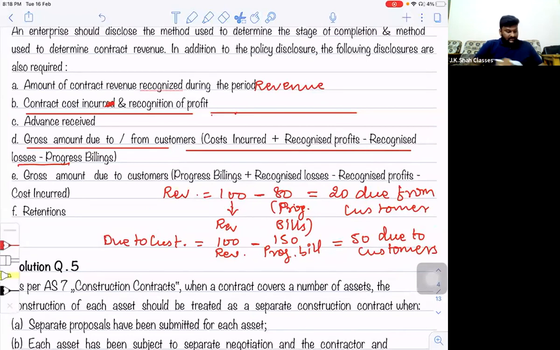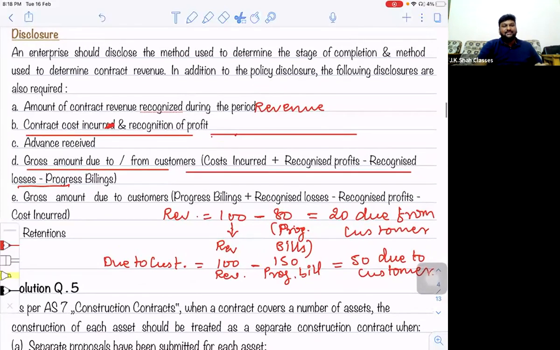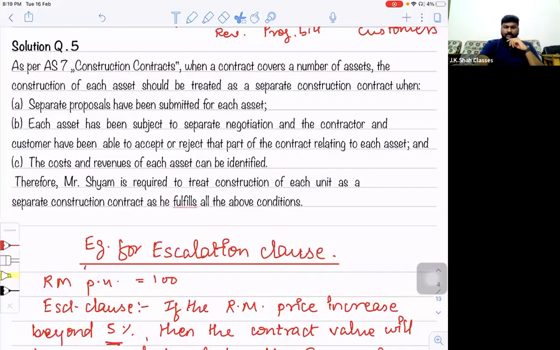Okay, fine. Chalo, no issues. Not willing to learn the disclosures now? Or willing to learn? Sir, can you please show the disclosures now? I will show you.